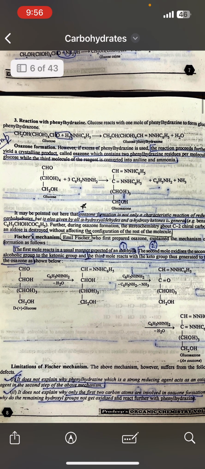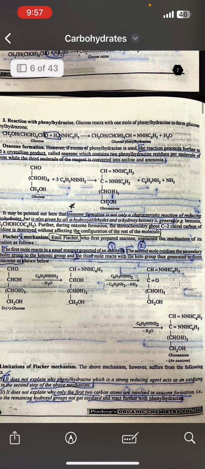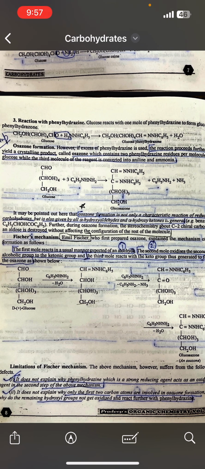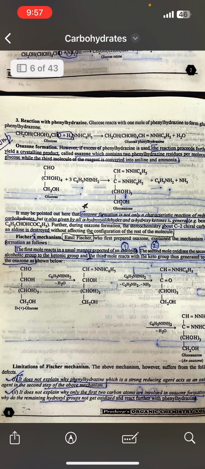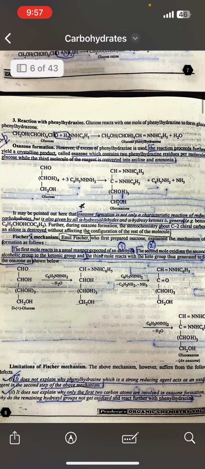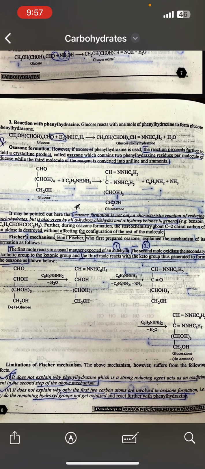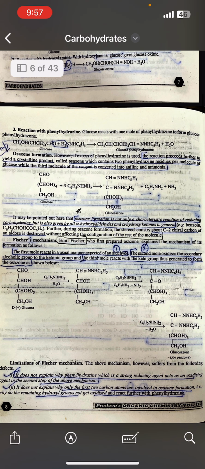Osazone preparation. However, if excess of phenylhydrazine is used, the reaction proceeds further, yielding a crystalline compound known as osazone, which contains two phenylhydrazine residues per molecule of glucose, while the third molecule of the reagent is converted into aniline and ammonia. It may be pointed out here that osazone formation is not only a characteristic reaction of the reducing carbohydrates, but it is also given by all alpha hydroxy aldehydes and alpha hydroxy ketones in general, for example benzoin.